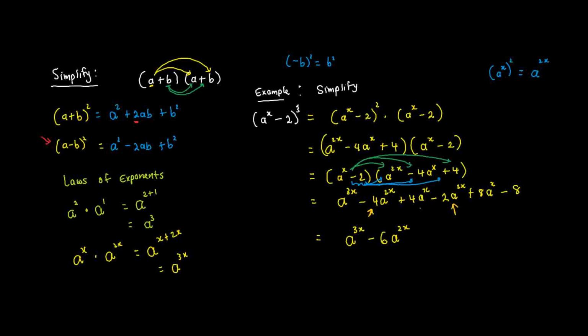And now I have 4a raised to the power of x plus 8a raised to the power of x. That's going to give me, what is that, 12. Yes, 12a raised to the power of x. And of course, I have the constant, which is negative 8. Is there any like terms from here? Nope. So this is my final solution, right? And that is how you simplify expressions.